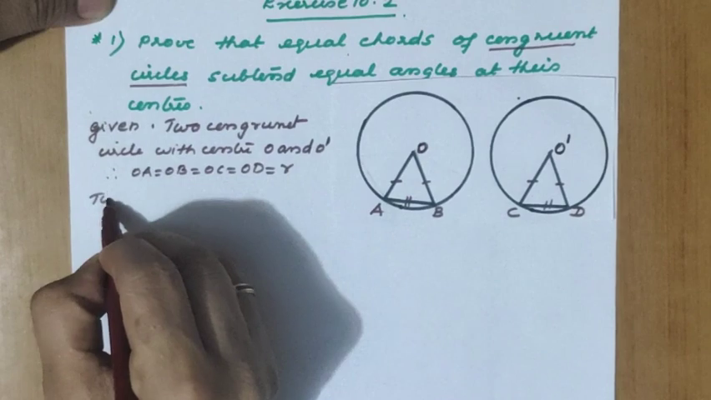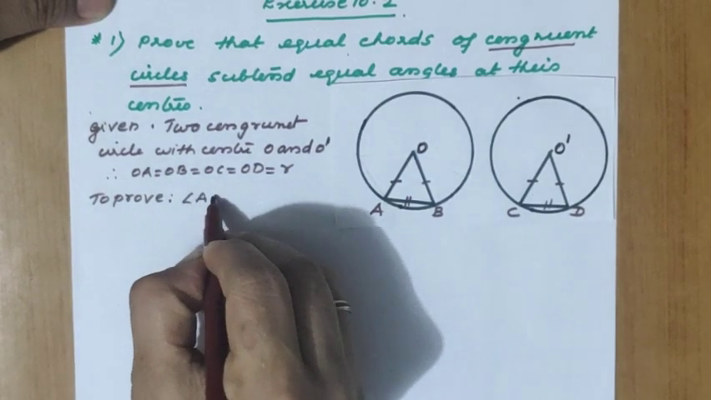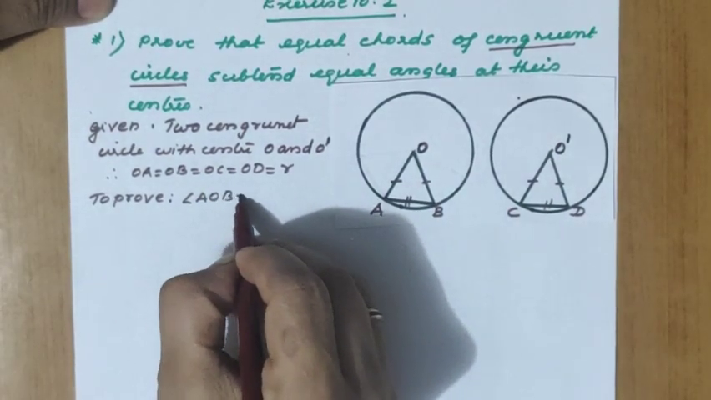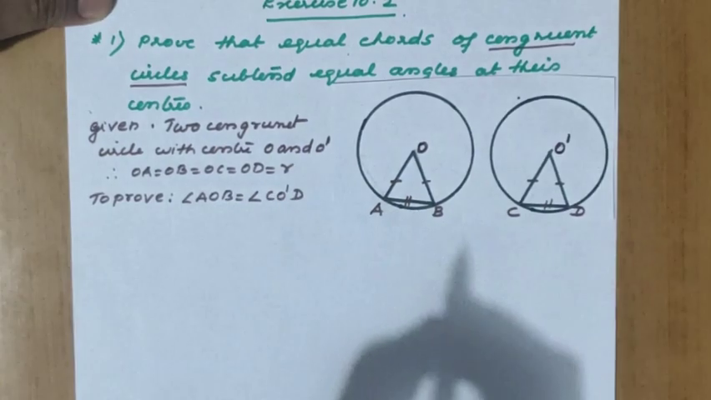Now what is to be proved? Same as our theorem 1 only. We have to prove that equal chords make equal angles at the center. So angle AOB equal to angle CO dash D. This is the change.